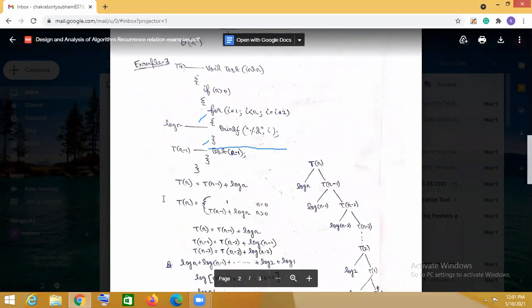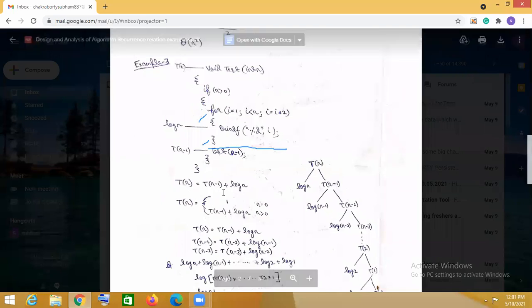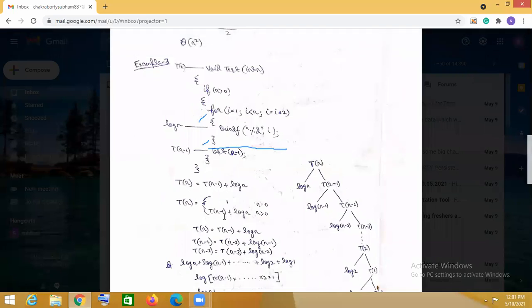Now what will it become? It will become Tn equal to Tn minus 1 plus log n. And we know that if n equal to 0, it will be 1. And otherwise, if n greater than or equal to 1, it will be Tn minus 1 plus log n. So what will our recursion tree look like? If it is Tn, then log n will be printed and Tn minus 1 calls will be generated.